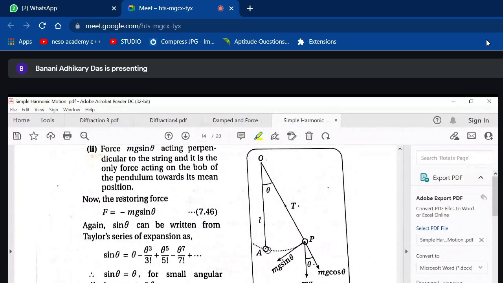Now, A is the equilibrium position. Use a deforming force and shift this bob from here to here, by a small angle theta. Theta should be less than 4 degrees. Remember this. Theta should be restricted within 4 degrees.